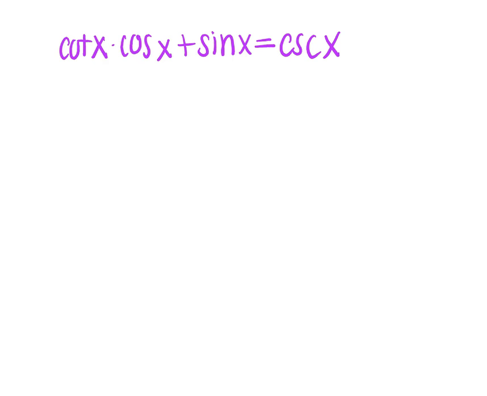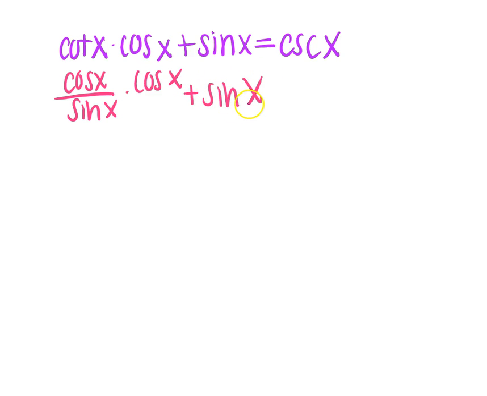Alright, so hopefully you paused the video and you gave this a try on your own. Here's how I did it. I saw the cotangent and I decided to rewrite that as cosine of x over sine of x, just to get everything in terms of similar trig functions. Okay, so then I'm going to multiply those fractions here, because maybe that'll help me, and I get cosine squared of x all over sine of x.